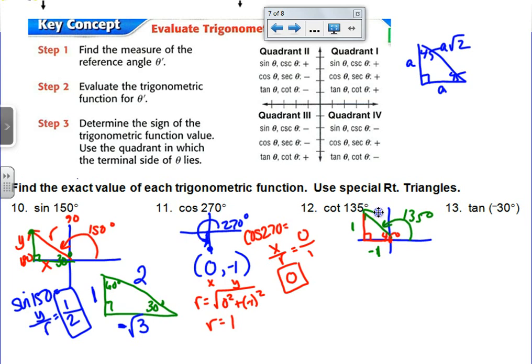R is always positive. Square root of 2. 1 times the square root of 2 is square root of 2. Okay, so we just found your x to be -1, your y to be 1, and your r to be the square root of 2.